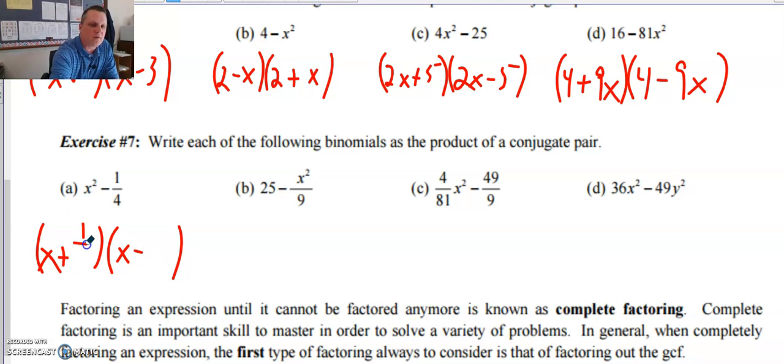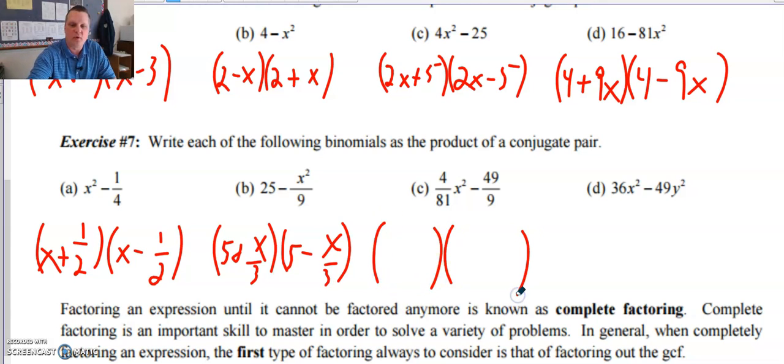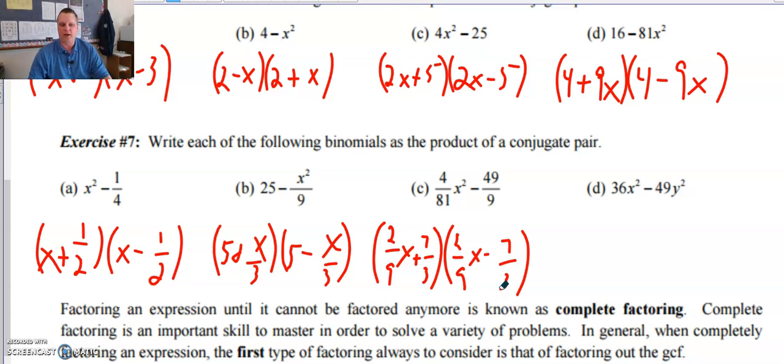Square root of 1 is 1. Square root of 4 is 2. Okay? They're the exact same numbers and variables, except there's a plus and a minus. Here, 25 is 5 and 5 plus minus x over 3, x over 3. Okay? So you see how they're the same terms, just different signs. And then the next one, 4 is 2, 81 is 9, and you have an x plus, and then the 2, 9x plus minus, square root of 49 is 7, square root of 9 is 3. 7 over 3. A little more complicated.